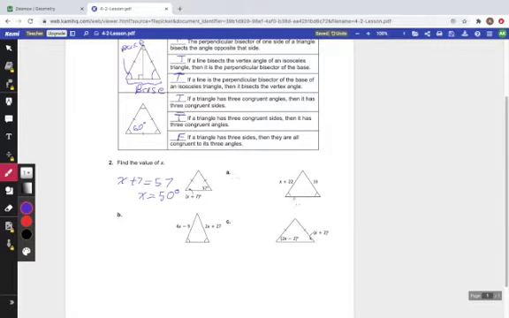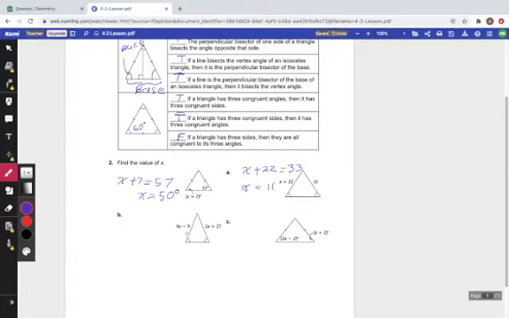For A, the two angles here are congruent to each other. Since those two angles are congruent to each other, these two sides must be congruent to each other. So x plus 22 must equal 33, and this is going to be x equals 11.